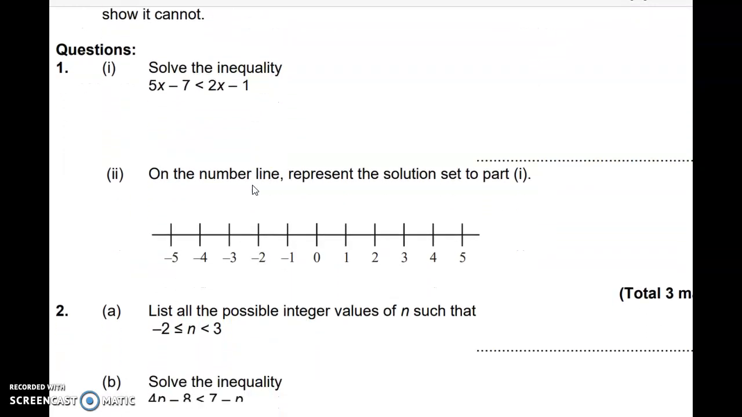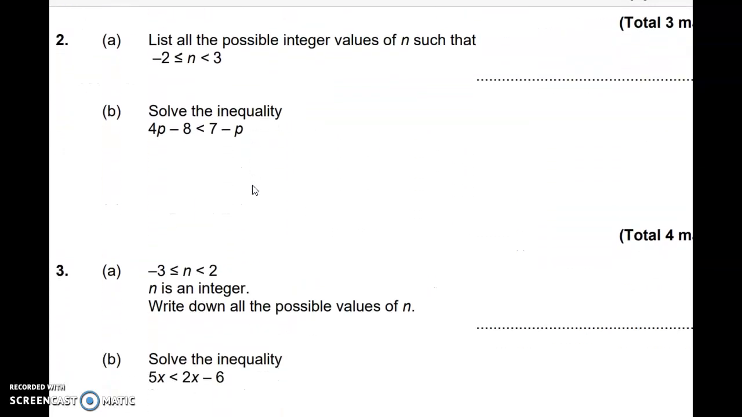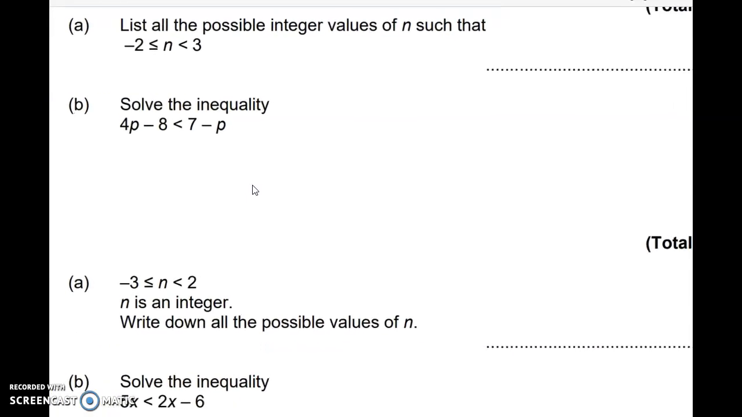So I'm going to do a little bit on solving here. I've got an example here. I'm going to do one that's similar and you can have a go at the other questions. So let's have a go.